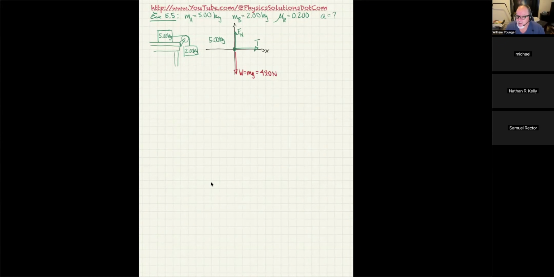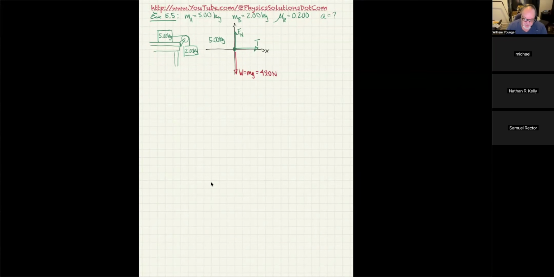Now, 9.8 times 10 obviously is 98, and 5 is half of 10. So when I multiply 5 times 9.8, I should get half of 98, which is 49. That's where that came from. So that's my free body diagram.